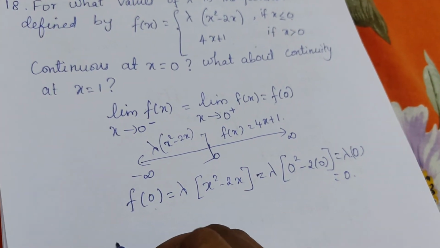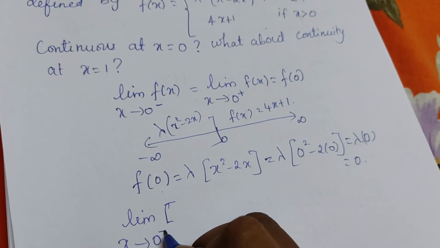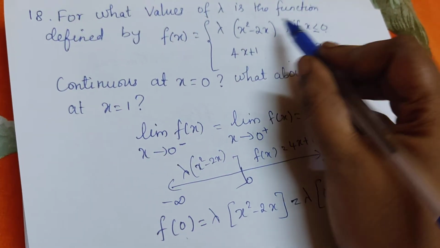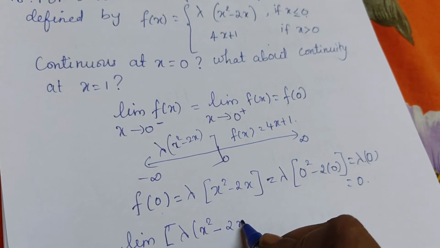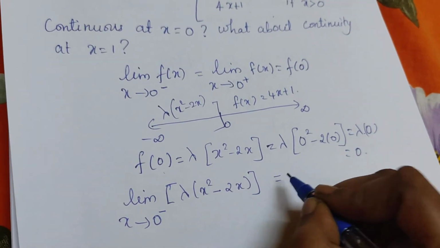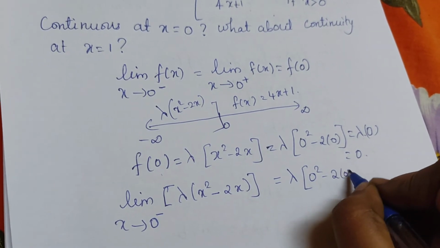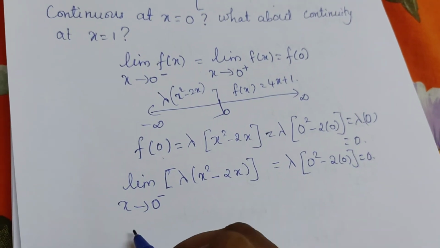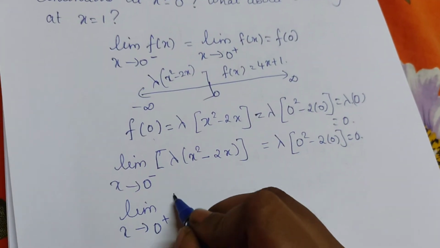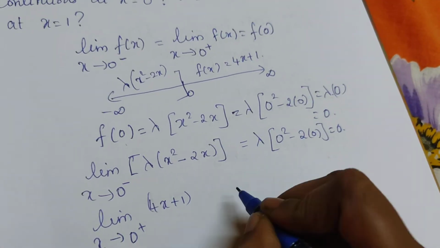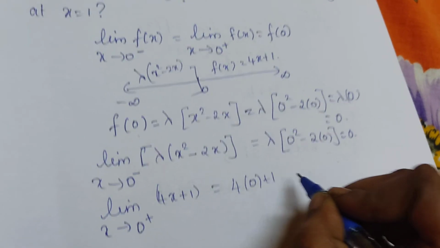Now let's calculate the limit of the function as x tends to 0 from left hand neighborhood. In the left hand neighborhood, the function has been defined like this: lambda into x square minus 2x. After substituting x as 0 in the expression, we will get again 0. Now we will consider the right hand limit. Limit of the function 4x plus 1 as x tends to 0 from right hand neighborhood is equal to 4 into 0 plus 1, which is 1.